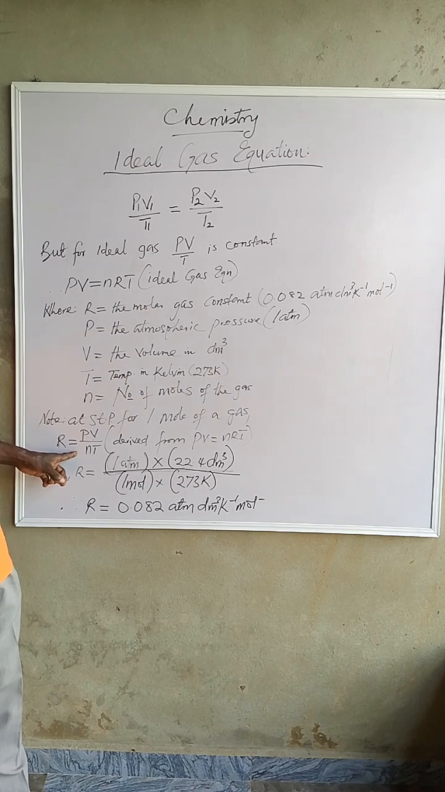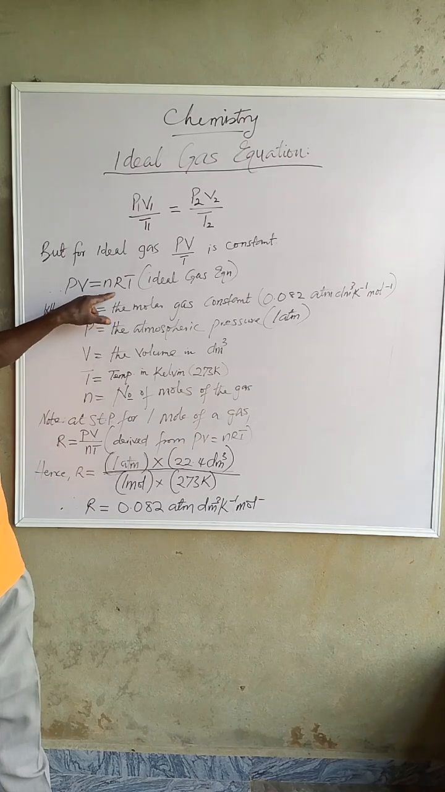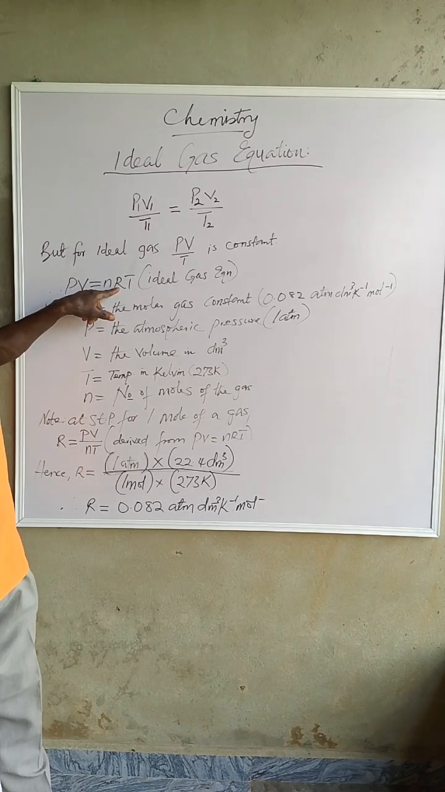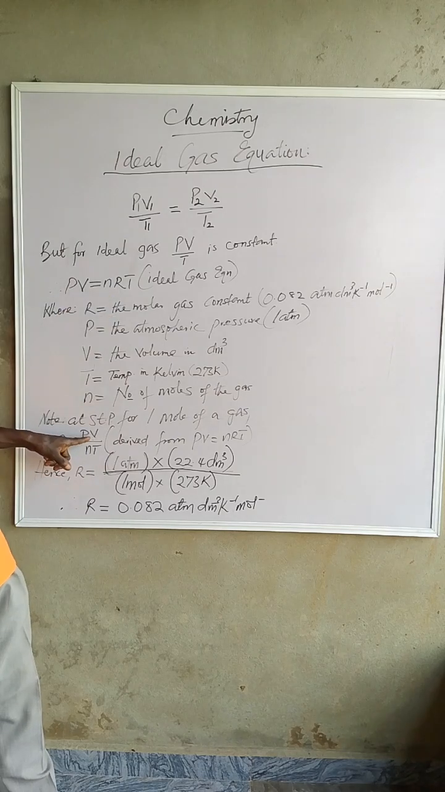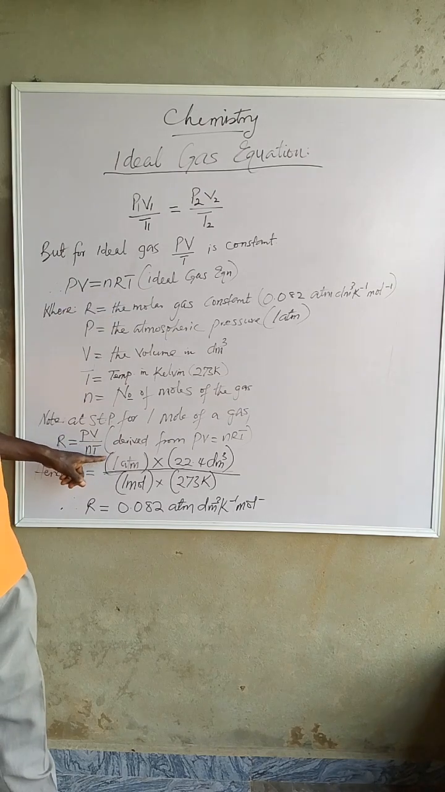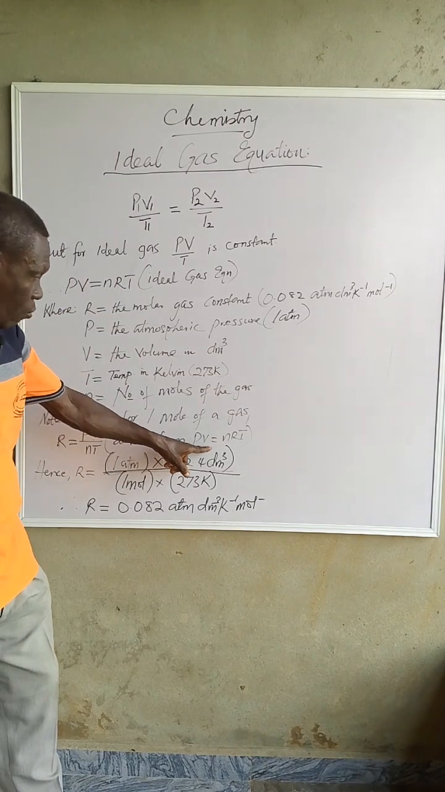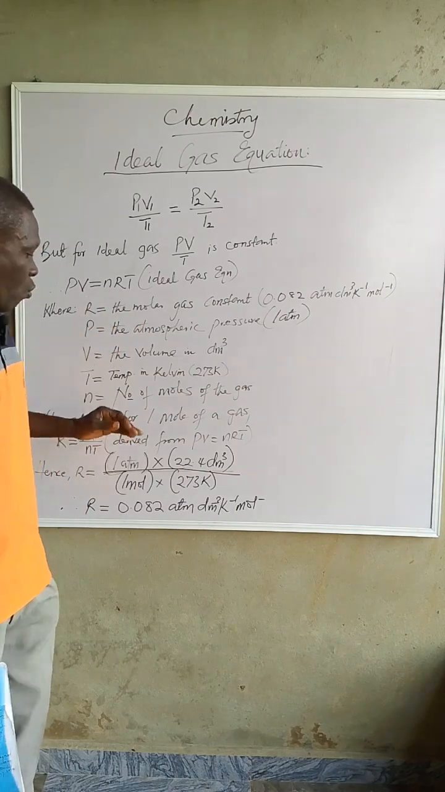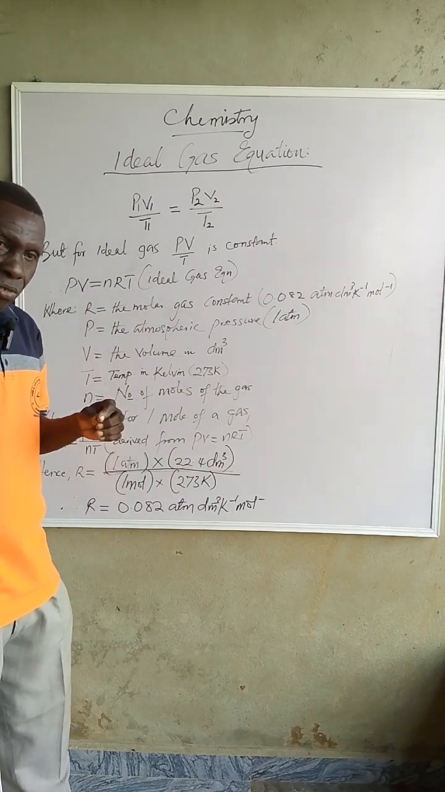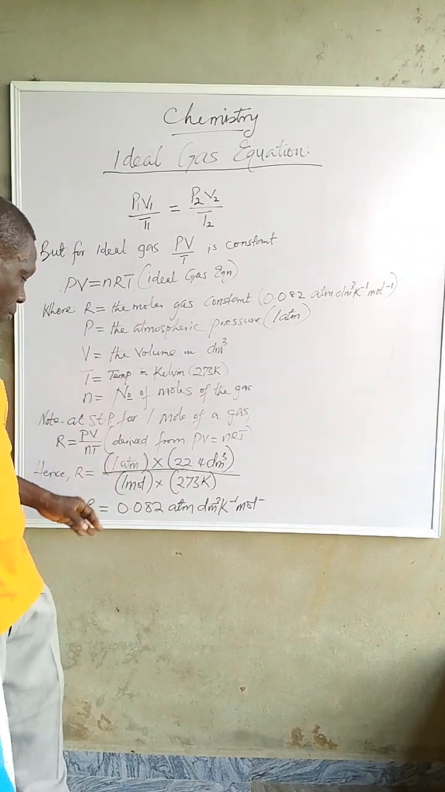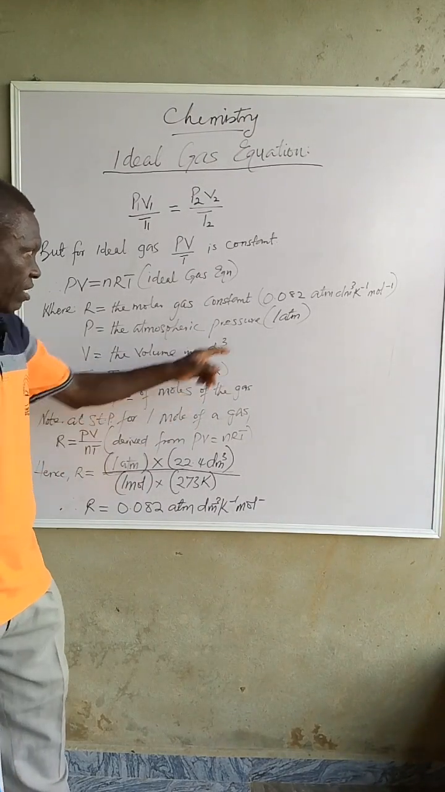R equals PV all over nT. Now, this equation is derived from here. We are making R the subject of the equation. That's why you see it now as PV all over nT. So this is derived from the equation which is here. Now we want to find out or confirm the value of the molar gas constant.